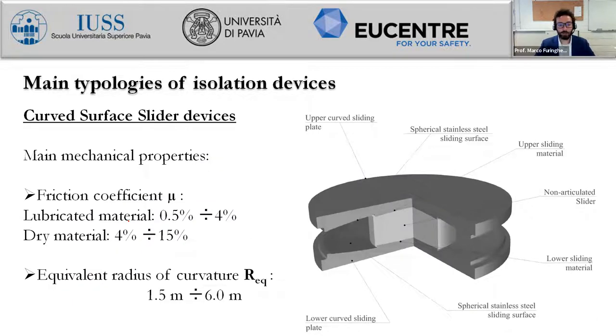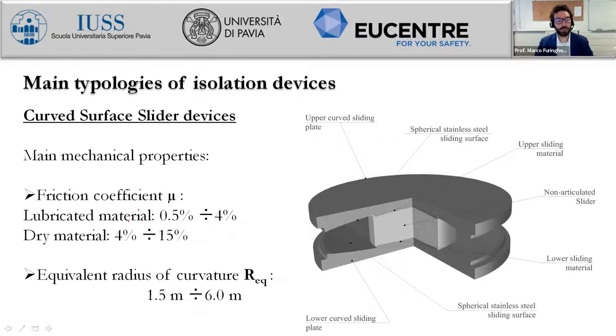And finally, we have the curved surface slider devices. We can consider them also as a friction pendulum, which is the very first name of the first patent, which was actually from Professor Michael Constantinou. And they are based on sliding motions, on sliding interfaces. And generally, the interfaces are made up of stainless steel, which is polished up to mirror finish, and particular innovative sliding materials, which are actually plastic materials. They could be Teflon materials, PTFE materials, rather than polyethylene and something like that.